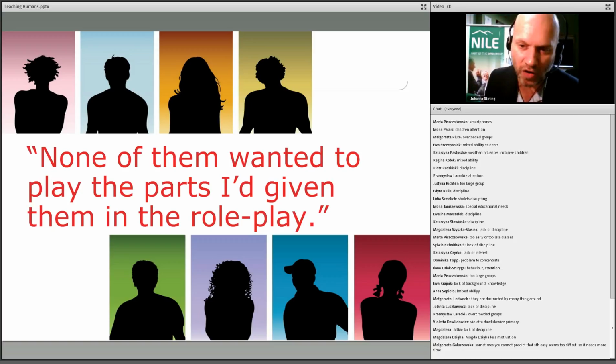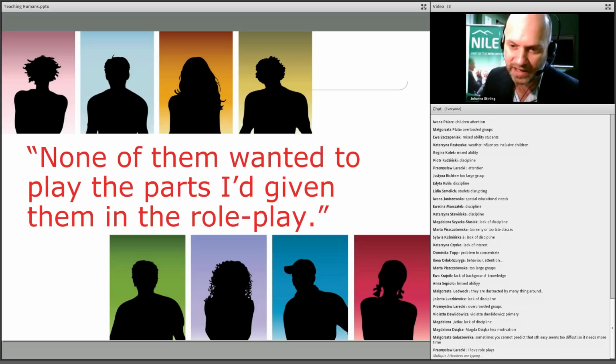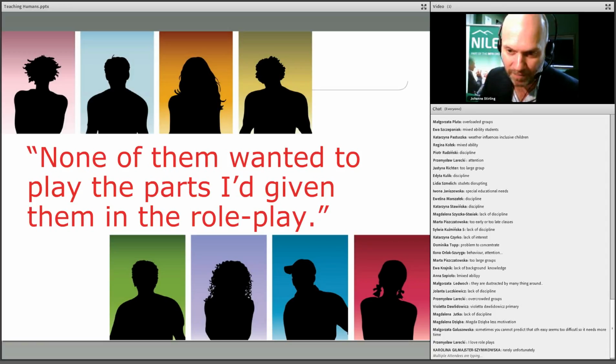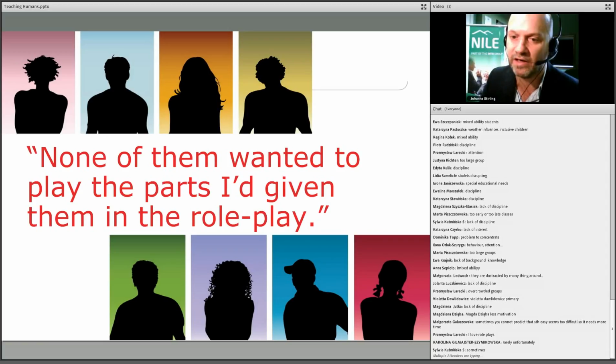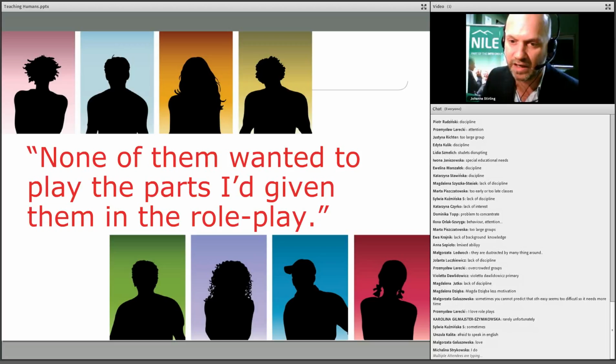Are there any of you who don't use role play in the classes? So you can drop it into the chat, and I will pay attention, I promise. Yeah. We've just had a comment here that sometimes it's difficult to predict. Thank you very much. Some people love role plays. Yep. Oh, rarely. Okay, Carolina rarely uses role plays. Okay. Sometimes. Yep. Love. Okay.